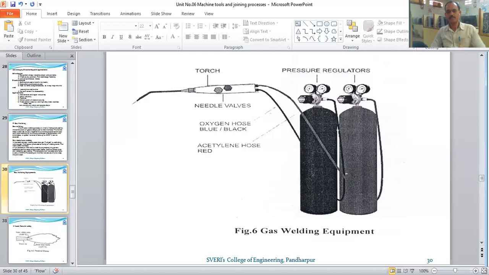Okay. Have you understood gas welding? Yes, sir. There is no specific diagram for the gas welding. This one is the diagram.